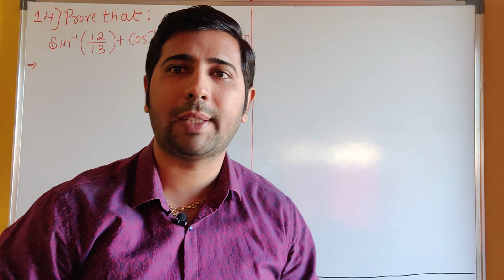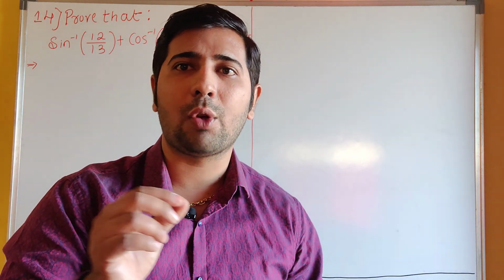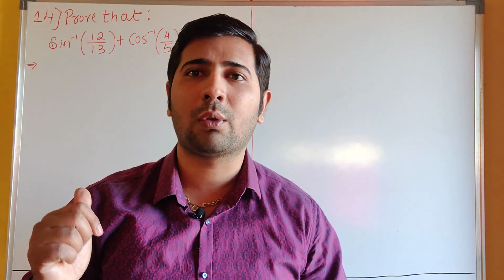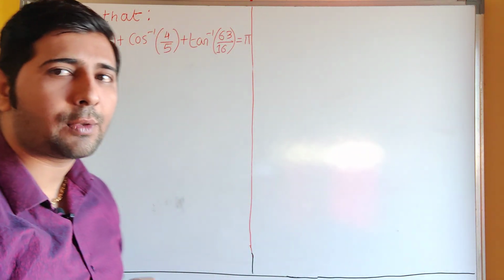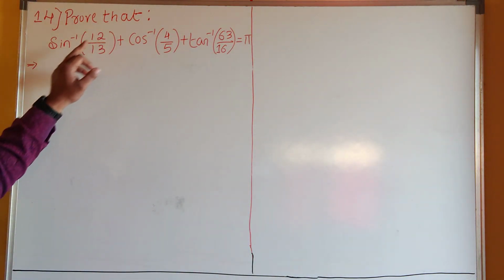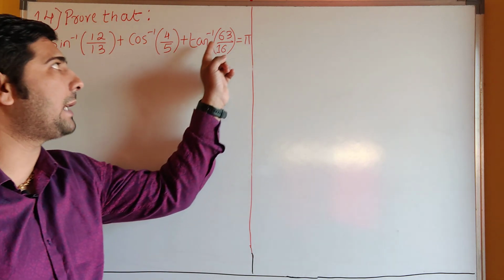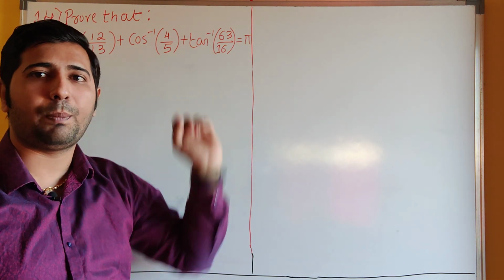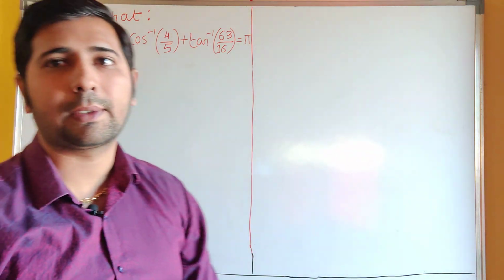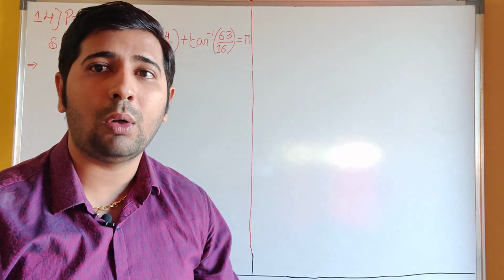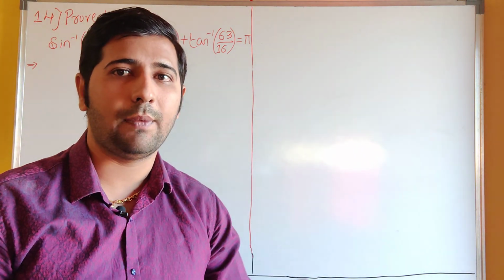In the last class we have seen inverse trigonometry question number 13. Now let us solve question number 14. What he has asked we will see. Prove that sin inverse 12 by 13 plus cos inverse 4 by 5 plus tan inverse 63 by 16 is equal to pi. So before solving this question, dear students, we should know two basic properties of inverse trigonometry.